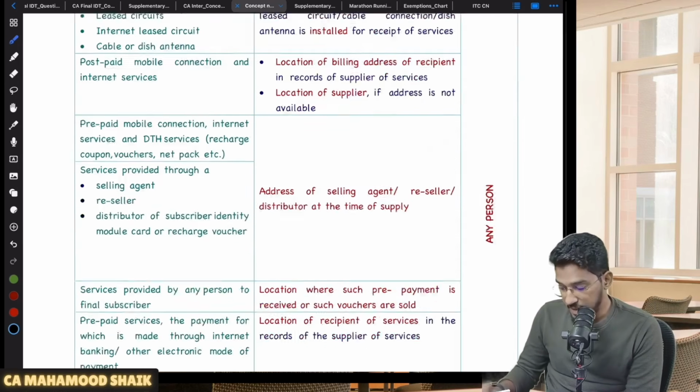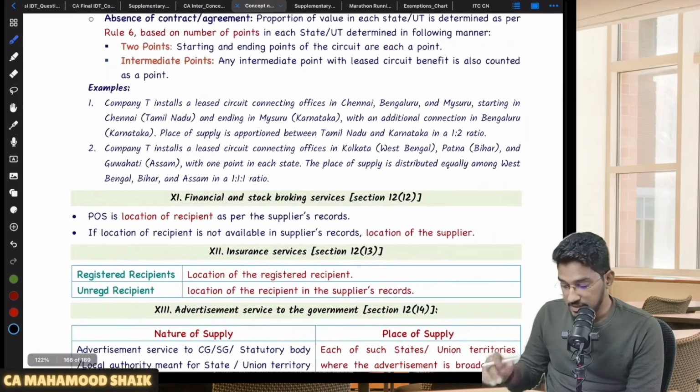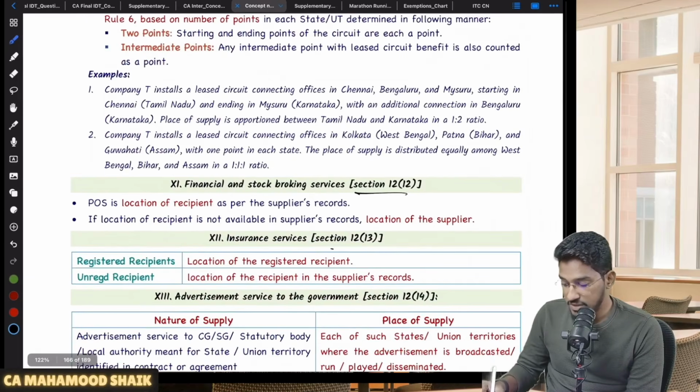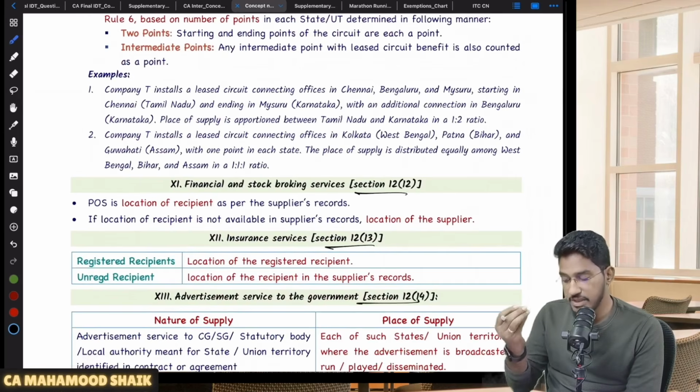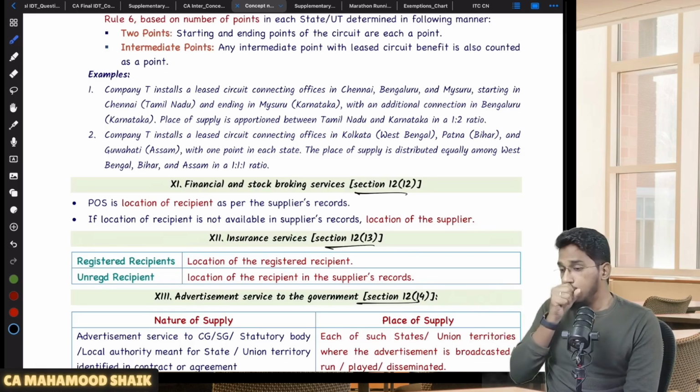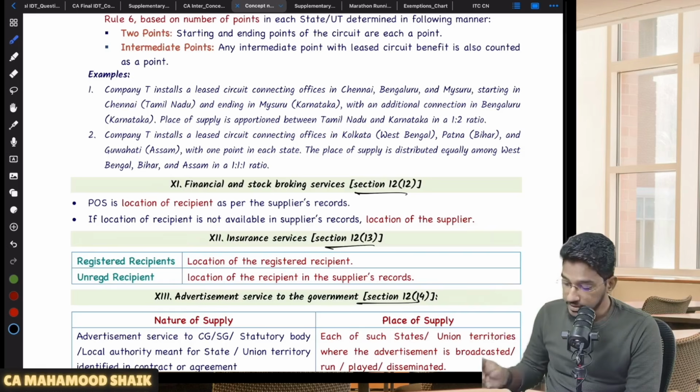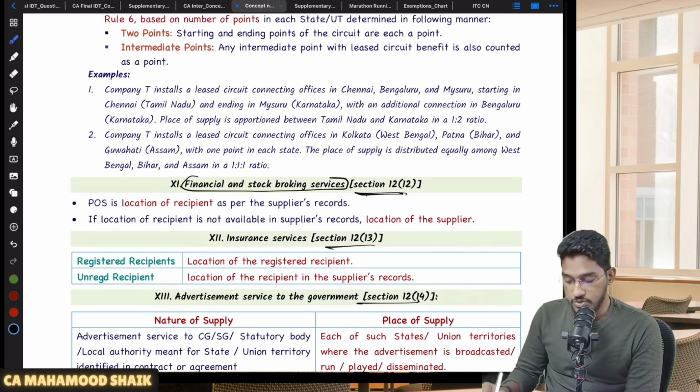12 subsection 11, I will come back to that later because that requires some discussion. But before that, we have 12 subsection 12, 12 subsection 13, 12 subsection 14. Some simple provisions are there that we'll try to cover. Thereafter, I will come to 12 subsection 11, telecommunication services. Right. So what does 12 subsection 12 talk about? 12 subsection 12 will cover financial and stockbroking services.